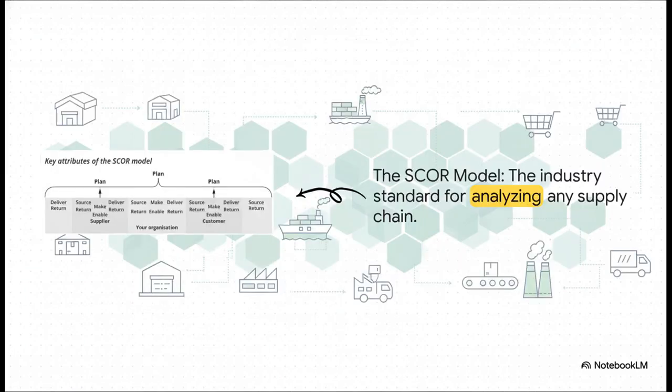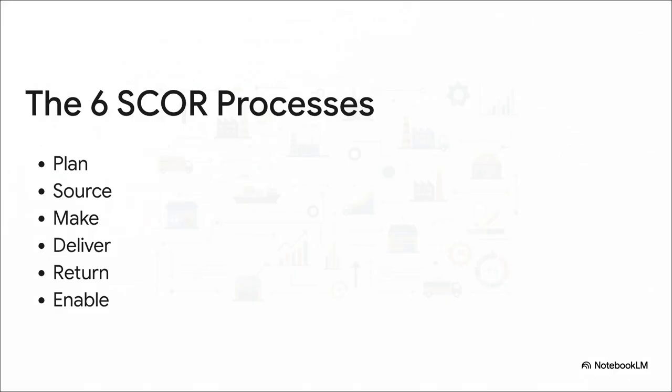Now, if there is one single model that you absolutely positively have to know, it is this one, the SCOR model. It is the global industry standard language for describing, measuring, and improving any supply chain you can think of. When that assignment asks you to analyze the supply chain flow of your organization, this is the professional framework you want to use, period. The whole thing is built on these 6 core processes: Plan, source, make, deliver, return, and enable.